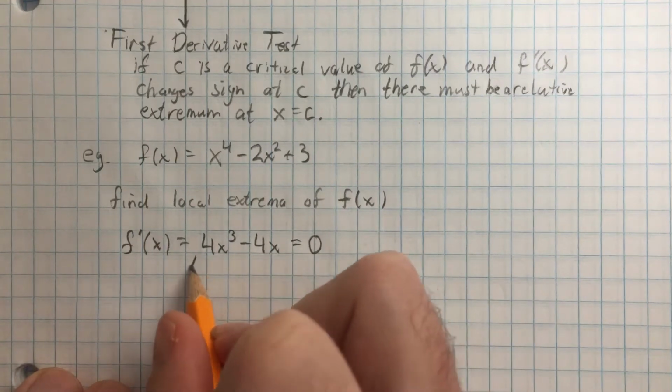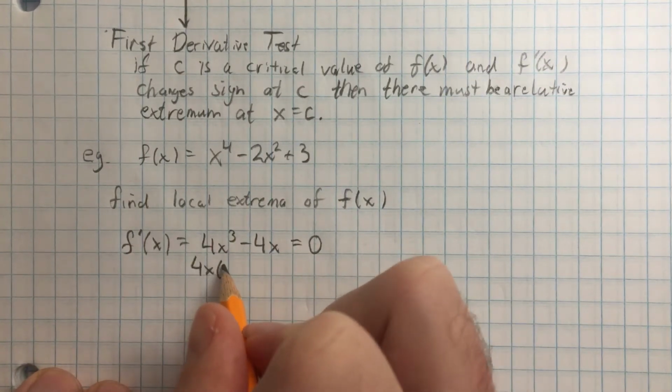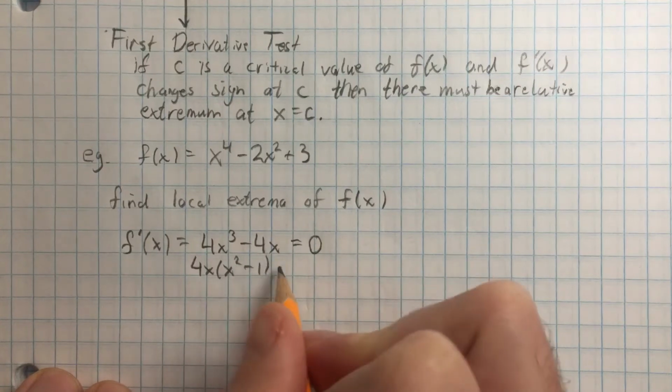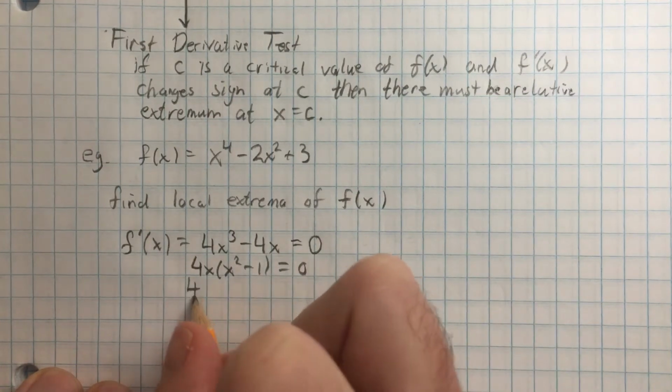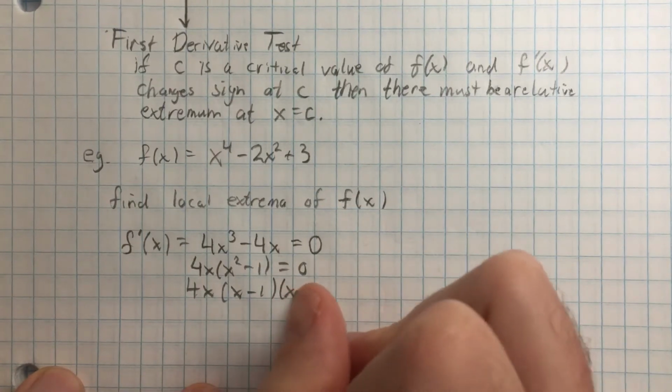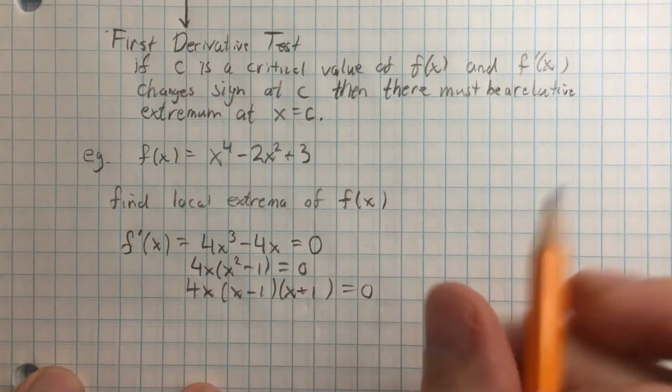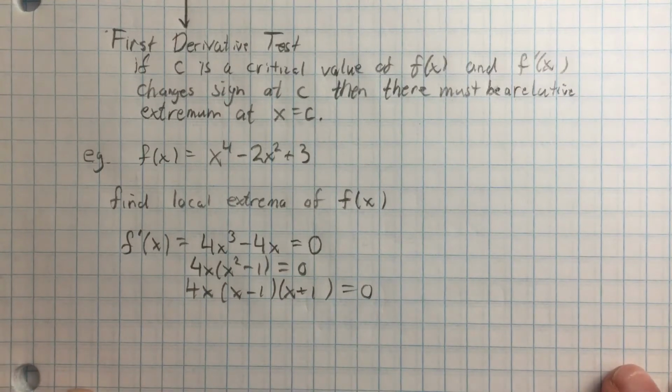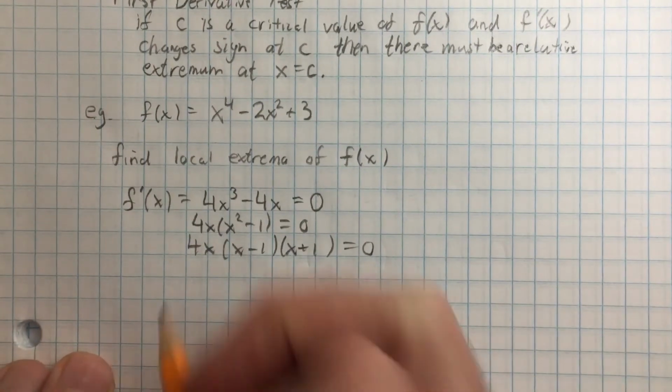So we have factored 4x away, and we'll end up with x squared minus 1, which we can also factor again since it's the difference of squares. We'll have 4x, x minus 1, x plus 1. And now we're going to do what I did a minute ago just to find where it was increasing and decreasing. We're going to make a sign chart.